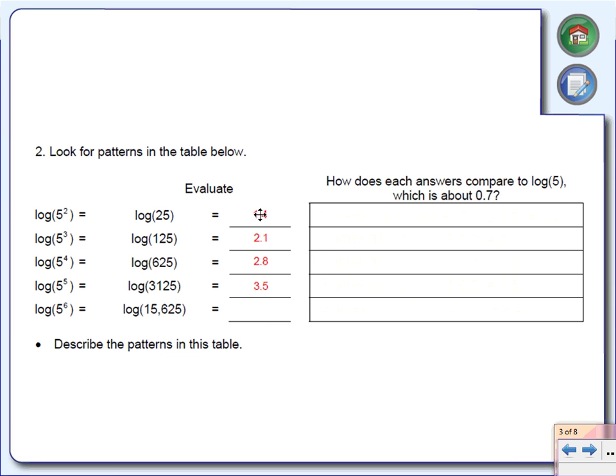And then the last one there, log of 5 to the sixth power. Well, 5 to the sixth power is 15,625. And what is the log of 15,625? It is 4.2. All right, so now that we know the answers, let's take a look over here.